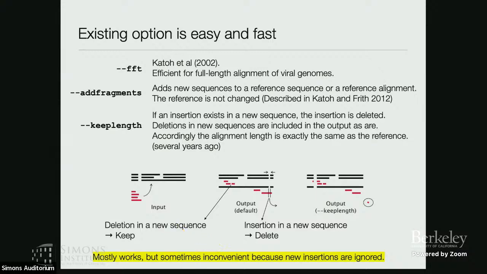As illustrated in this figure, if a new sequence has a deletion, the new sequence is shown in red. This is a deletion in the new sequence. Such deletion is included in the resulting alignment and represented by a gap. Such a gap is here. On the other hand, if the new sequence has an insertion like this, then the insertion is just deleted. This strategy works well in most cases, but sometimes this is not convenient because the insertions in the new sequences are always ignored.